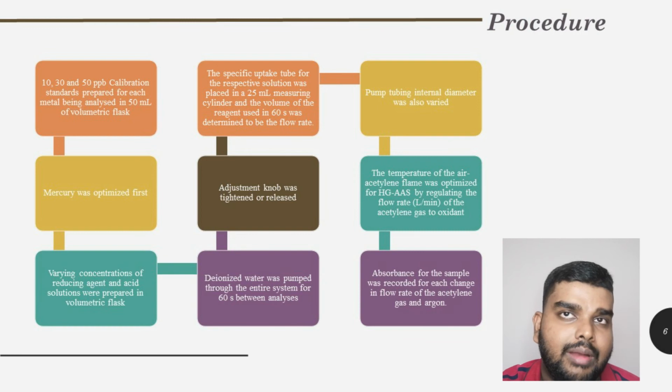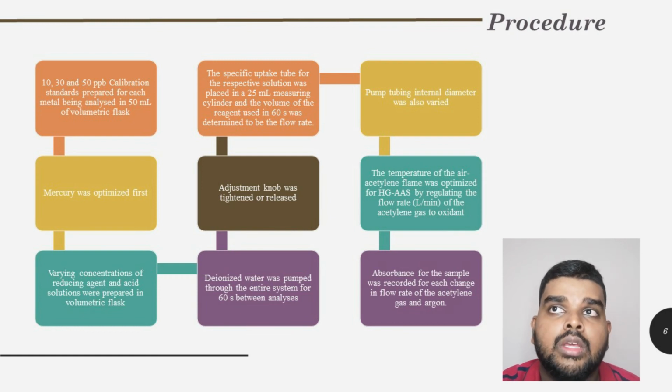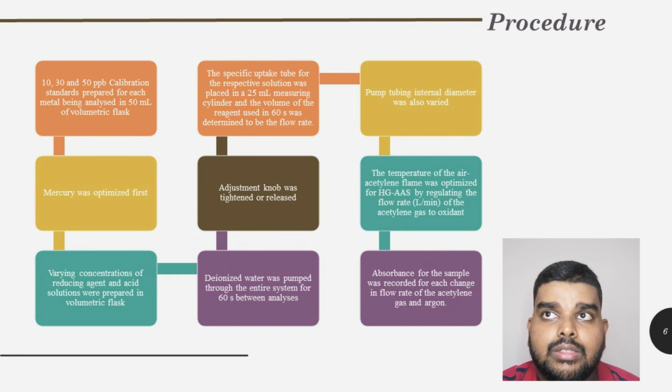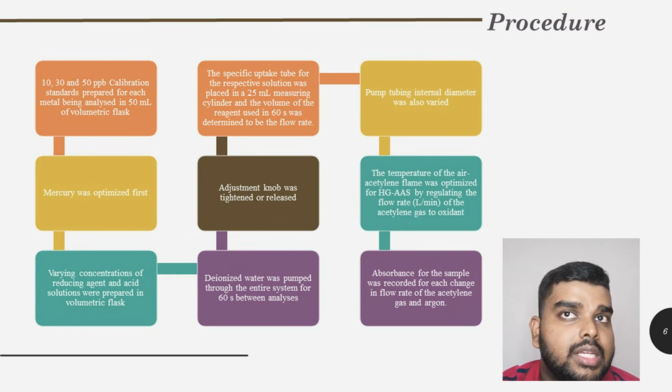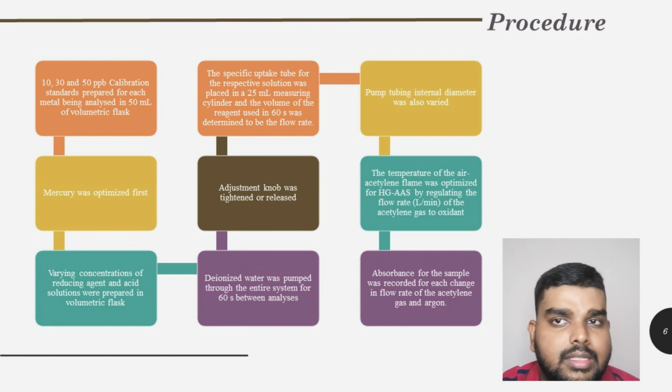Then varying concentrations of the reducing agent and acid solutions were prepared in volumetric flasks by weighing the appropriate masses of the reagent and diluting into 250 ml of deionized water. To determine the optimized concentration for the reducing agent and the acid, a 30 ppb standard was used. The AAS was zeroed after each modification and absorbance was measured for each variation in the solution. Next, deionized water was pumped through the entire system for 60 seconds to prevent cross-contamination.